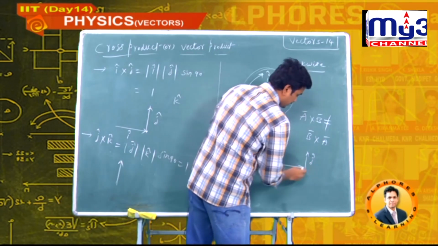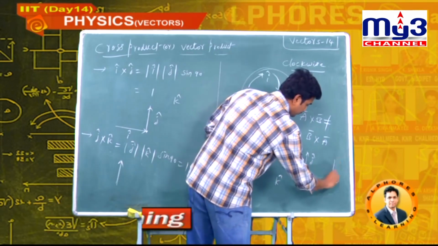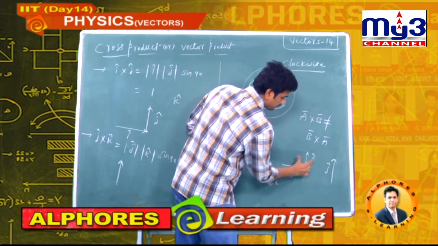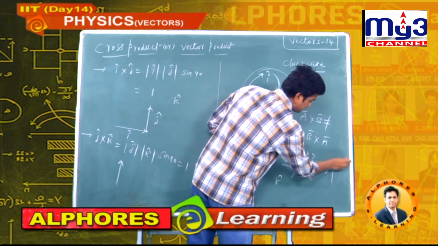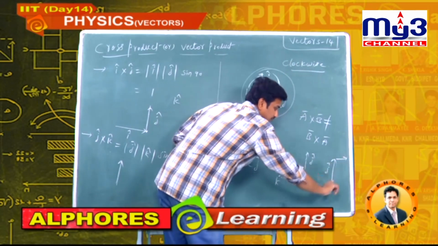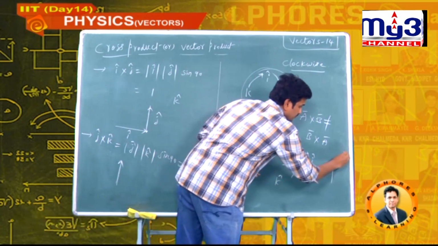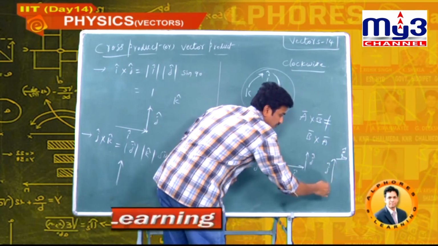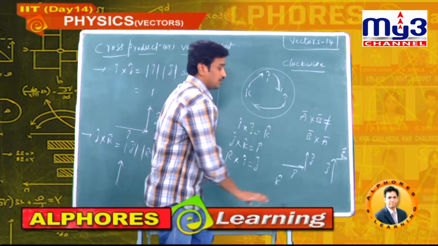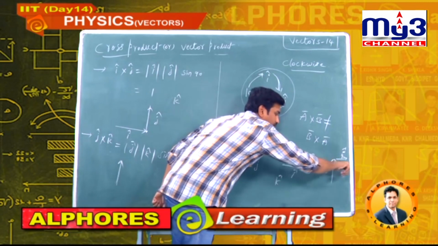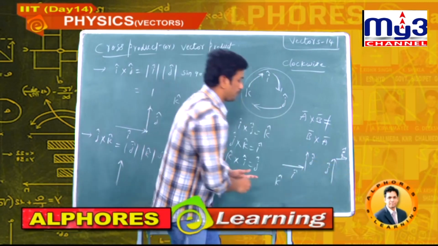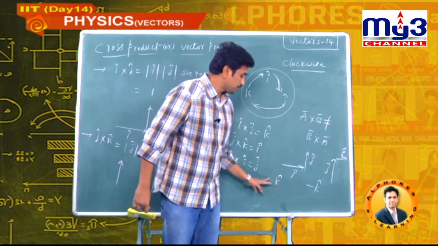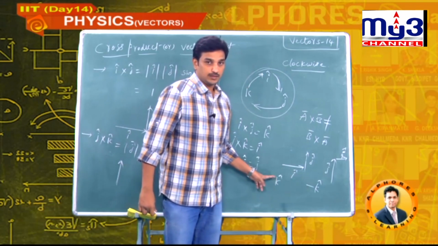Now, for j cross i, what will I do? J cap as it is, and i cap parallelly shifted here. Now, j cross i, starting from j and going to i, is minus k cap. It is a plus k cap for i cross j, and a minus k cap for j cross i. Both are oppositely equal. I think you got the clarity.